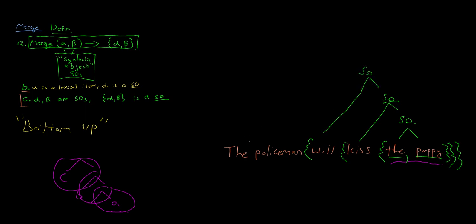And in order to connect the policeman with will kiss the puppy, of course we need to form the set the policeman first. So we do that. And finally, we create this syntactic object up here.